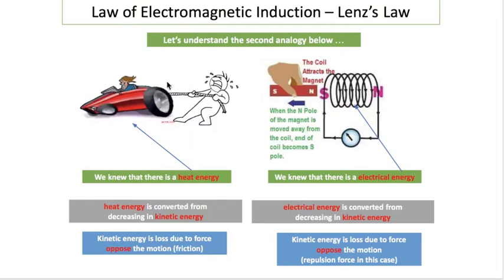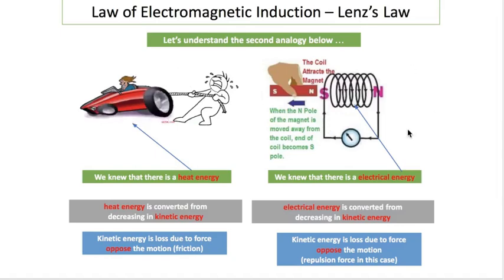So where did the heat energy come from? Since energy cannot be created or destroyed, that means kinetic energy is converted to heat energy, but not all of it is converted. So when the kinetic energy decreases, the amount of kinetic energy that was decreased will be converted to heat energy. So let's take this logic and apply it to Lenz's law.